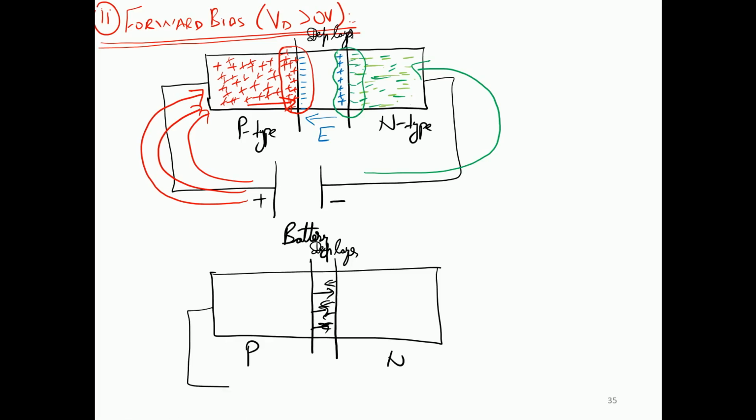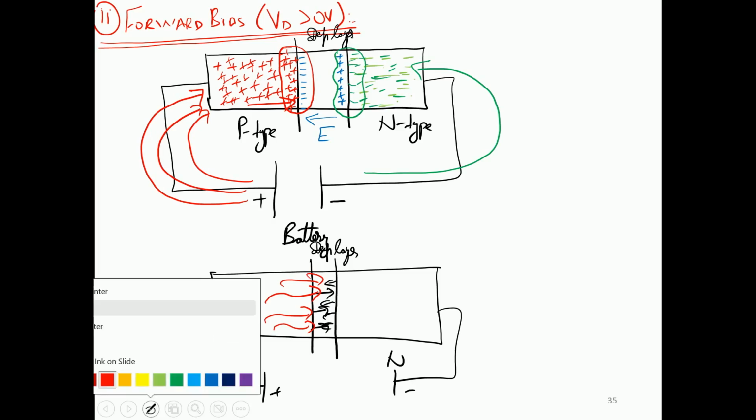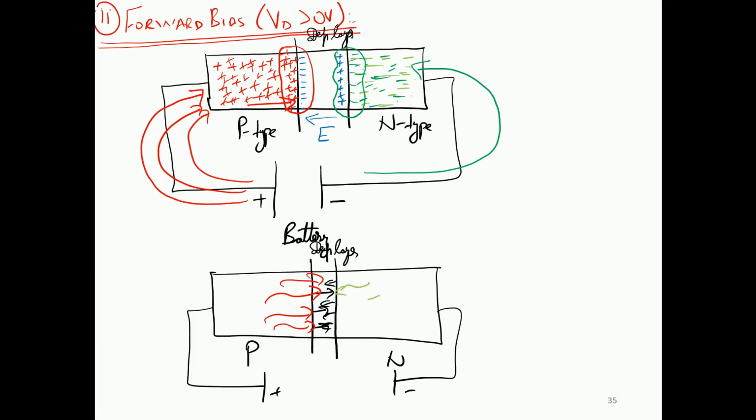So again, this is connected to the positive side and this is connected to the negative side. We are going to get a push from the positive side over here, and we are going to get the same push from the negative side over here. With this push, the depletion layer shrinks, and this process keeps on continuing until we reach a value of Vd equals 0.7 volt if the material is made from silicon, or if the voltage reaches a value of 0.3 volts if the material is made from germanium.